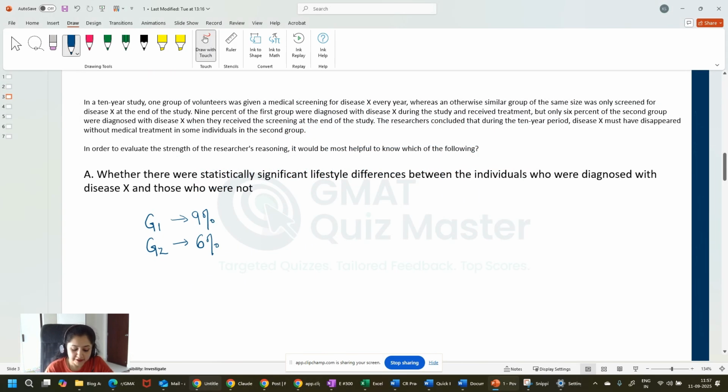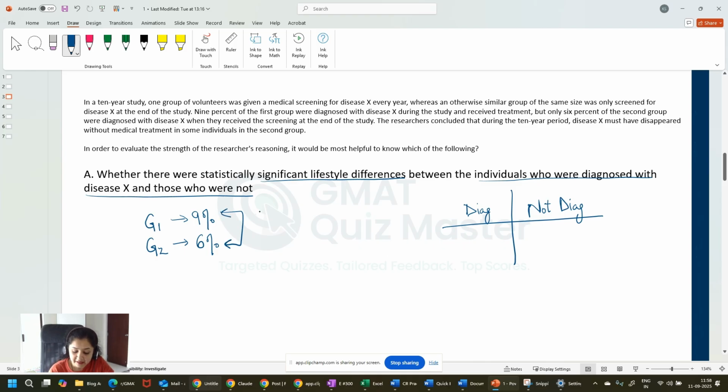Choice A: whether there were statistically significant lifestyle differences between the individuals who were diagnosed with disease X and those who were not. So, this choice talks about significant lifestyle differences between two types of people. Which ones? Ones who were diagnosed with disease X and the other ones who were not diagnosed with disease X, right? So this choice talks about lifestyle differences between these two. Now, you have understood the conclusion, and you know the conclusion is trying to explain the difference in result obtained for G1 and G2, right?